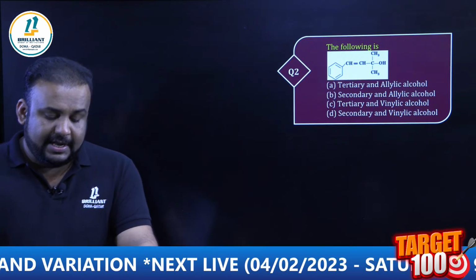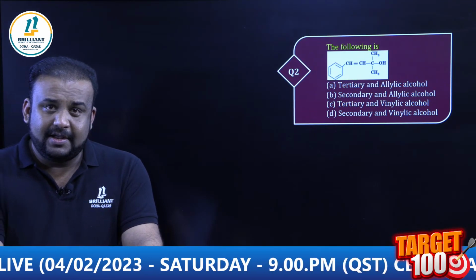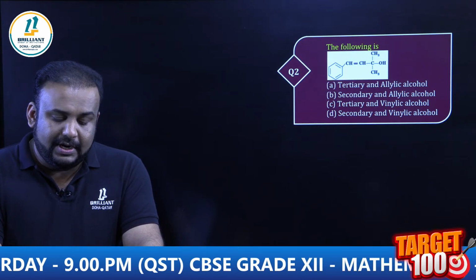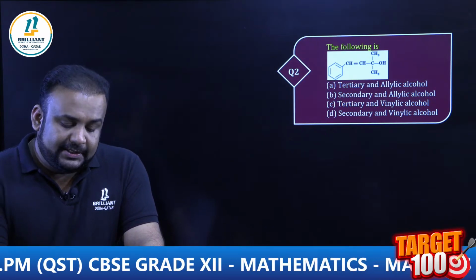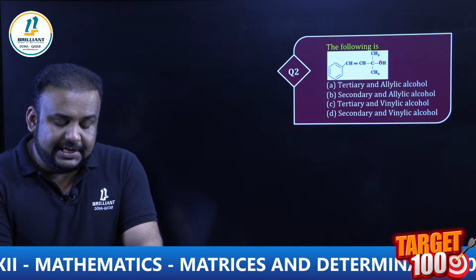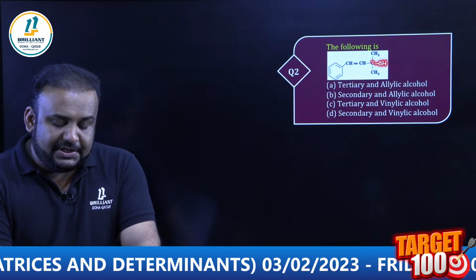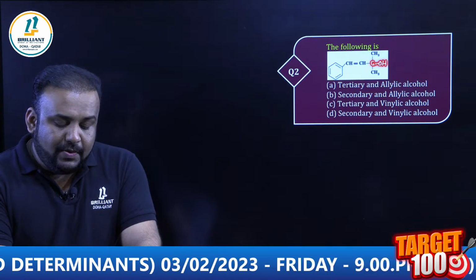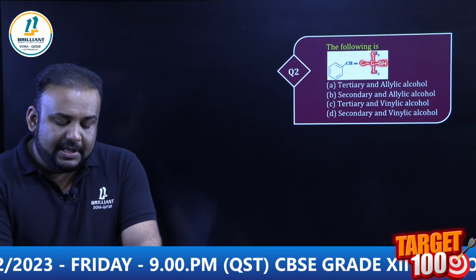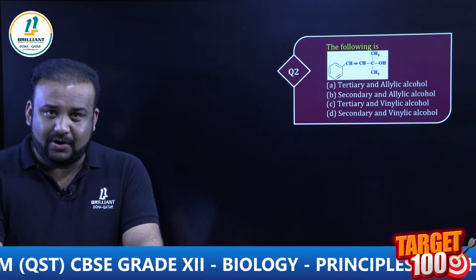All of you can see the compound here. The question is, you need to identify what kind of alcohol this is. So you know the identification criteria. You can see that this is the alcohol functional group. This functional group is attached to a carbon, and you can see that this carbon is connected to how many carbon atoms? There are 3 carbon atoms. So definitely this is going to be a tertiary alcohol.